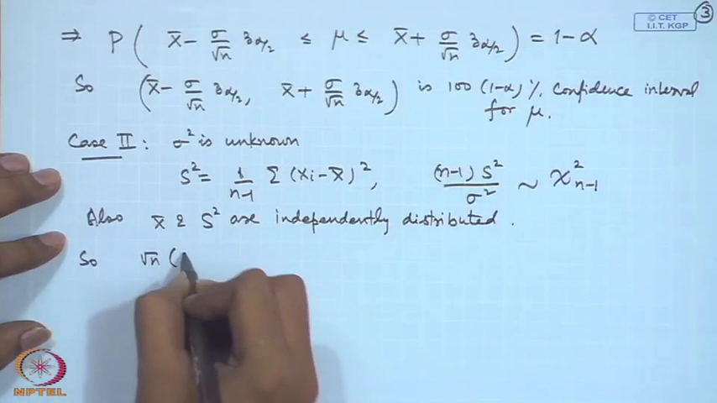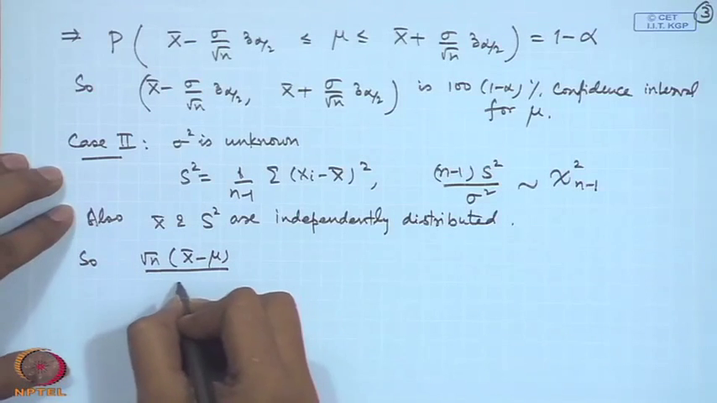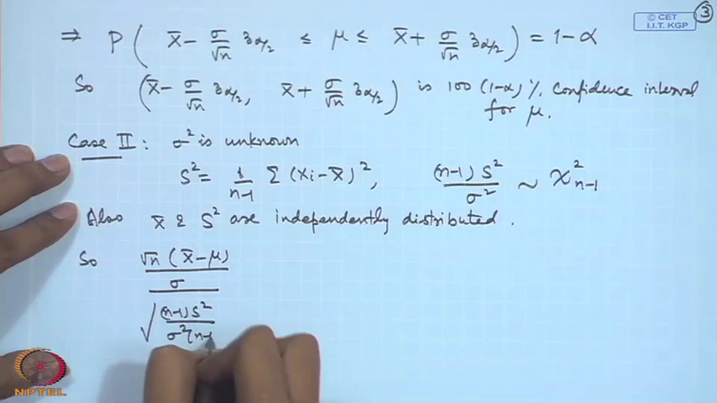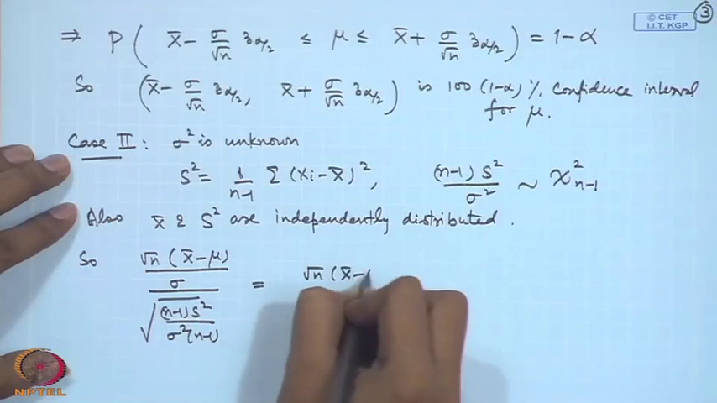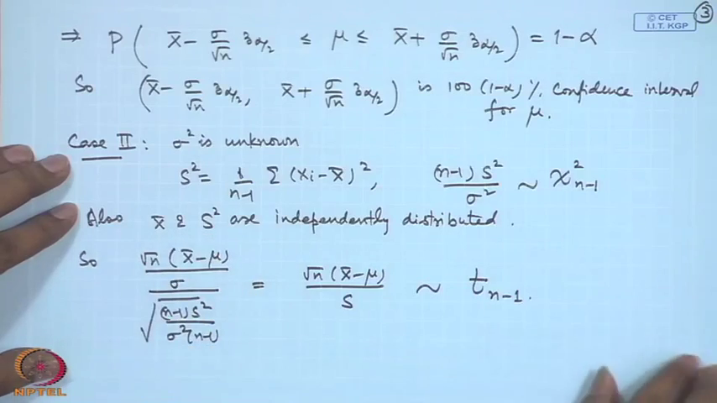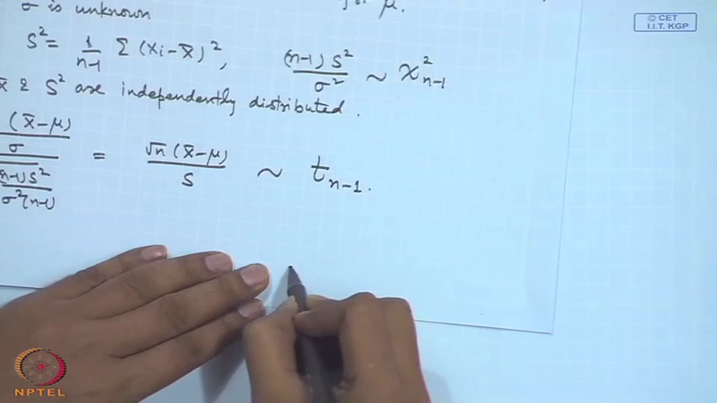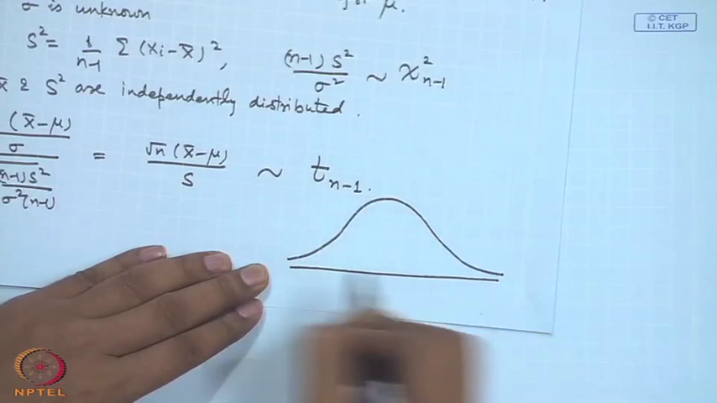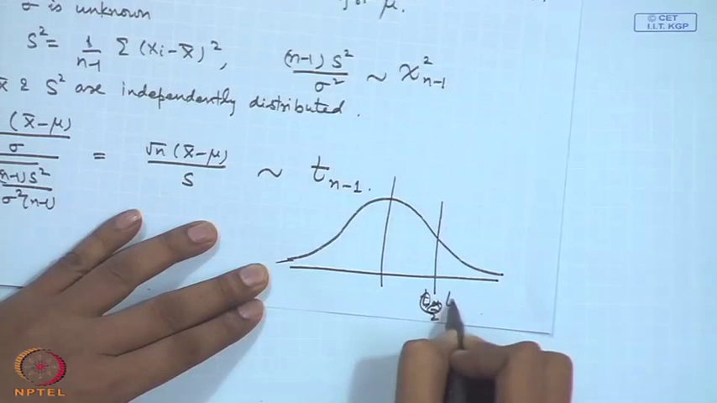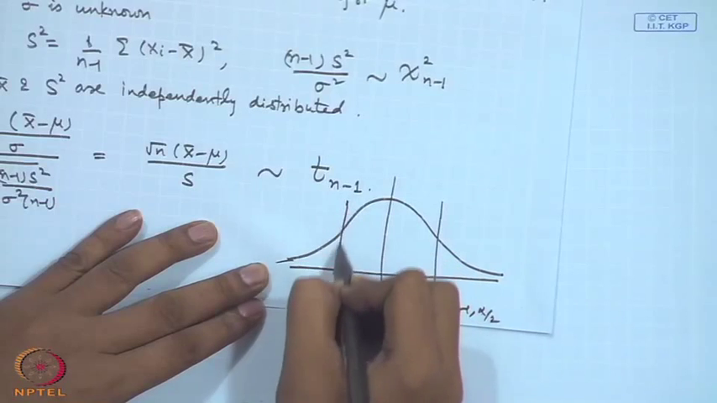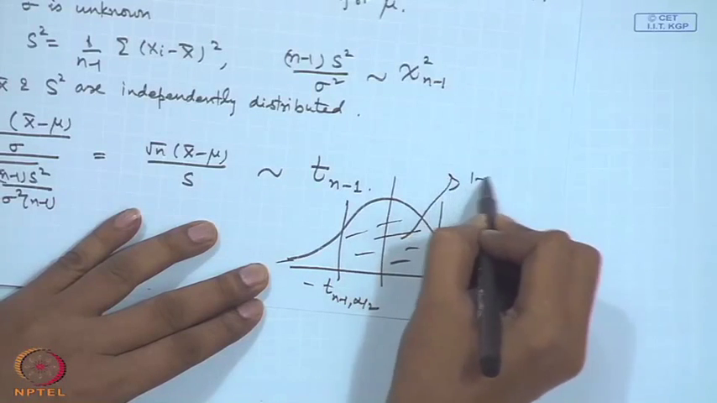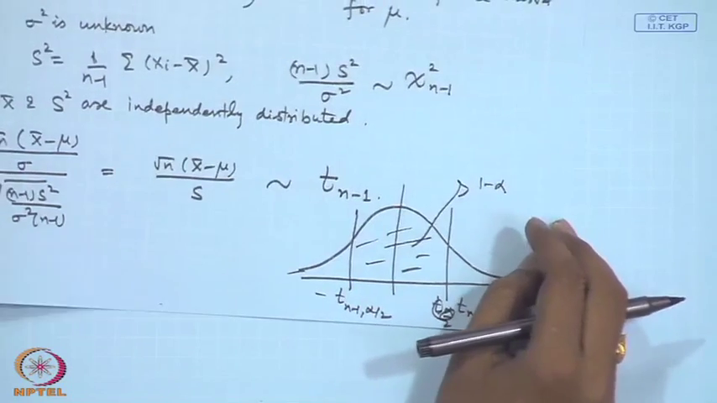So, if we consider square root n (x bar minus mu) by sigma divided by square root of (n minus 1) S square by sigma square into n minus 1, that is equal to root n (x bar minus mu) by S, that has t distribution on n minus 1 degrees of freedom. Now, if you look at the nature of the t distribution's frequency function, this is also symmetric, and if we consider t n minus 1 alpha by 2, and on this side we take minus t n minus 1 alpha by 2, then this probability is 1 minus alpha. So, we can construct the confidence interval using this.